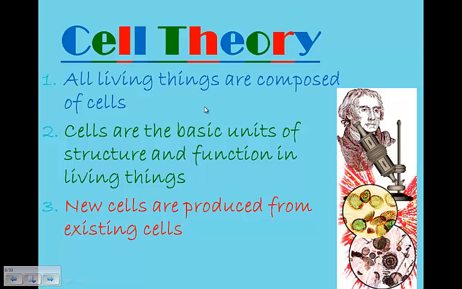The first one being that all living things are composed of cells. Anything that's alive is composed of cells. We also say with the cell theory that cells are the basic unit of structure and function in living things. And those new cells are produced from pre-existing cells. They don't just randomly happen.